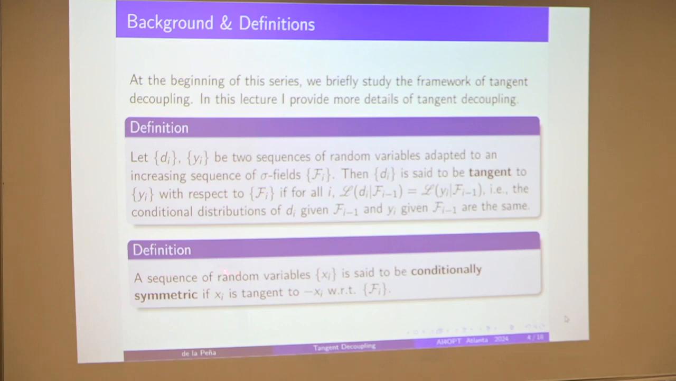Okay, and if the variables are conditionally symmetric, that means that the law of d sub i given F_{i-1} is equal to the law of minus d_i given F_{i-1}. And okay, is there any question about that?